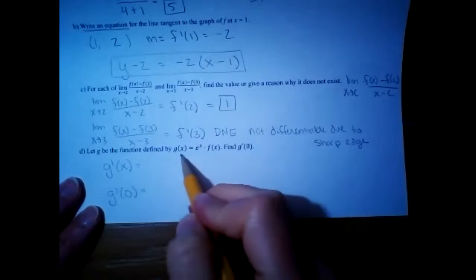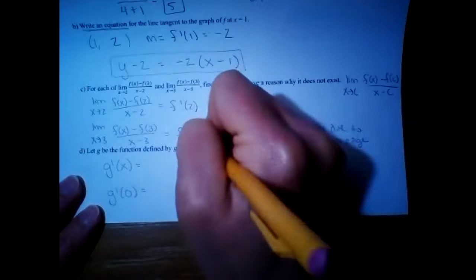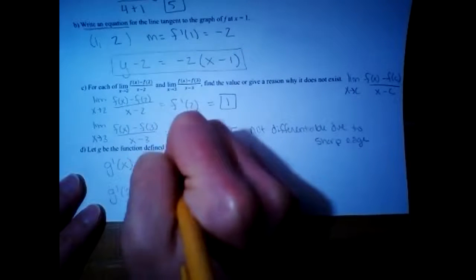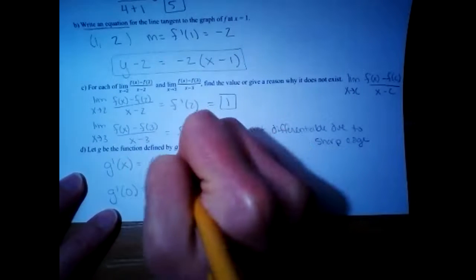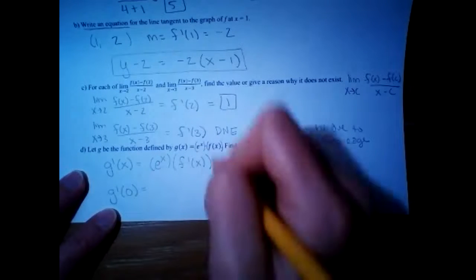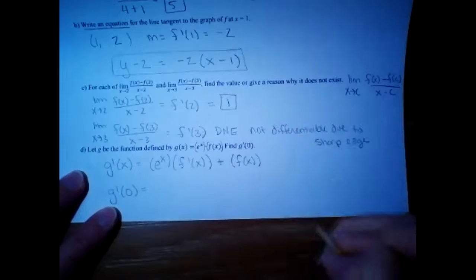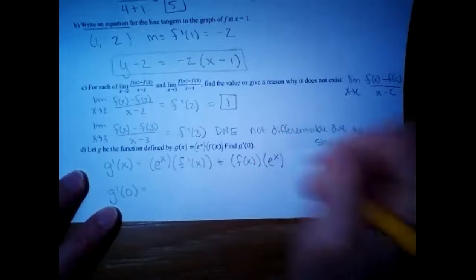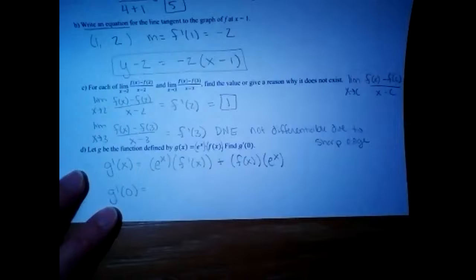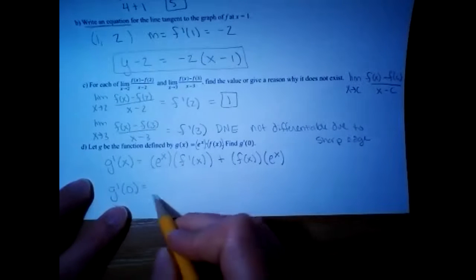You have two things being multiplied. So e to the x is the first function, f of x is the second function. It would be first times the derivative of the second, so the derivative of f is f prime, plus the second times the derivative of the first. If they're going to give you a function in there, e to the x is the best one because it's its own derivative. All right, then all we have to do is plug in 0.